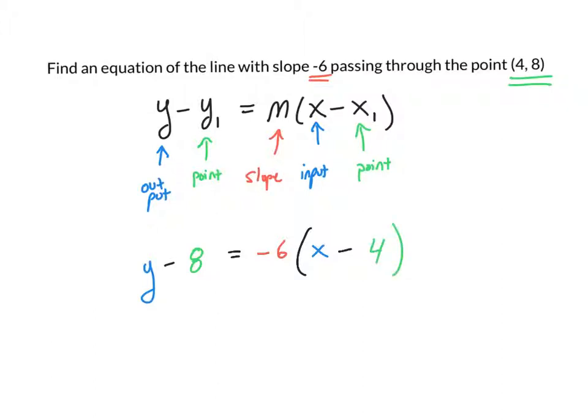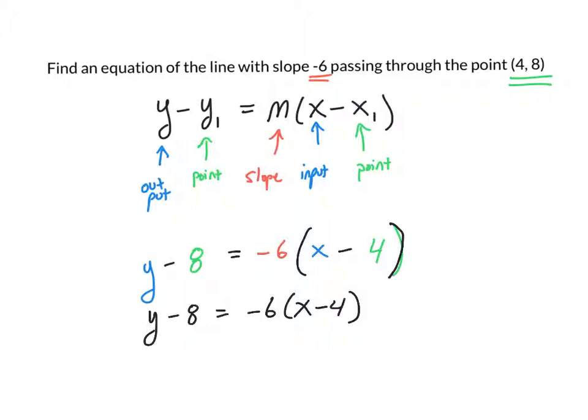And so if I want to leave it like this, so let's make this the right color. If I want to leave my equation like this, that's totally fine. I can leave it like this. I can say y minus 8 equals -6 times (x minus 4), and we're totally good.